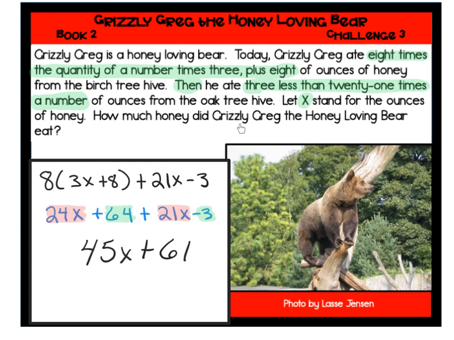So, how much honey did Grizzly Greg, the honey-loving bear, eat? Well, he had 45x plus 61 ounces of honey. Ba-ba-bam! There you have it.